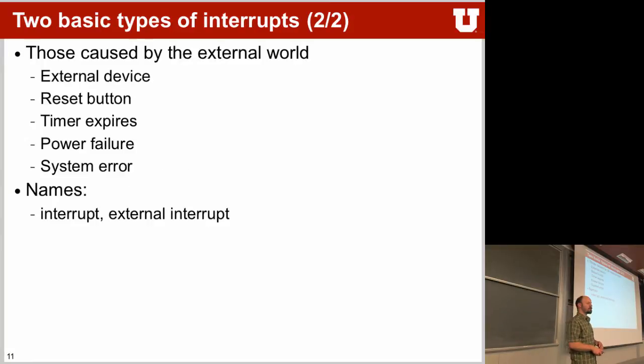The second type is interrupts that are caused by external events. These are not instructions that actually make these interrupts happen, but they are, for example, an external device, a peripheral, the reset button, timers that expire. Sometimes you have power failure, so if your power dips underneath a certain threshold, you can get an interrupt, so you can do some emergency things. Or particular system errors that just happen on the bus system, for example. You can also get interrupts from them. And these are usually called interrupts or external interrupts. So two different types: traps or exceptions, and interrupts. Interrupts usually come from external sources, traps and exceptions from the code that you're writing.